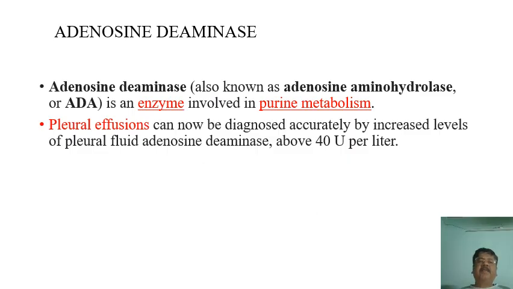Adenosine deaminase is another method, adenosine deaminase detection. What is adenosine deaminase? It is an enzyme involved in purine metabolism, and there are many research articles which have shown that it can be used for the diagnosis of pleural effusions due to tuberculosis. Values above 40 units per liter confirm tuberculous pleural effusions.